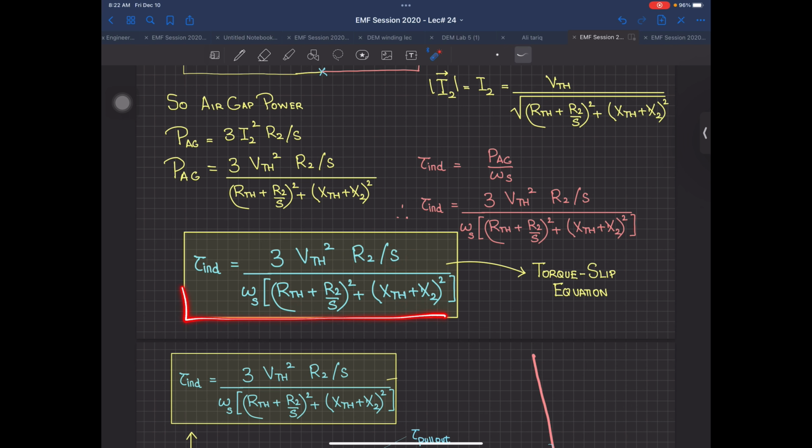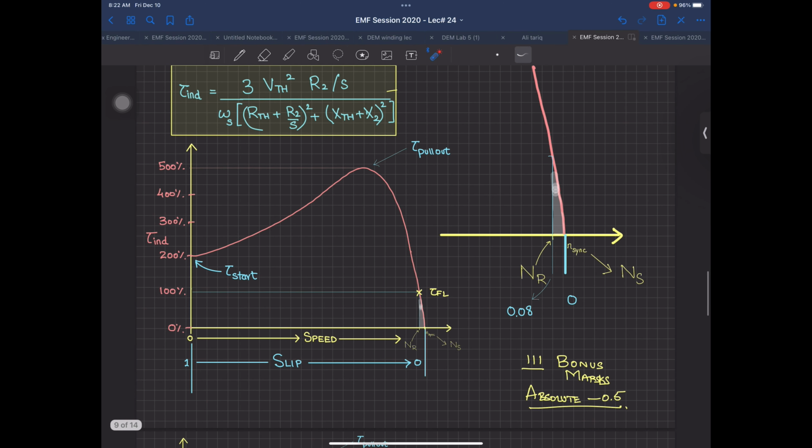So when you want to plot this equation, you are going to move the slip from 1 up till 0. Now at 0, the torque is actually going to be infinity according to this, so the slip is changed from 0 to something like 0.0001. When you plot this, you get a torque slip curve something like this. And in yesterday's lecture, I talked about how this torque slip curve has three very important quantities.